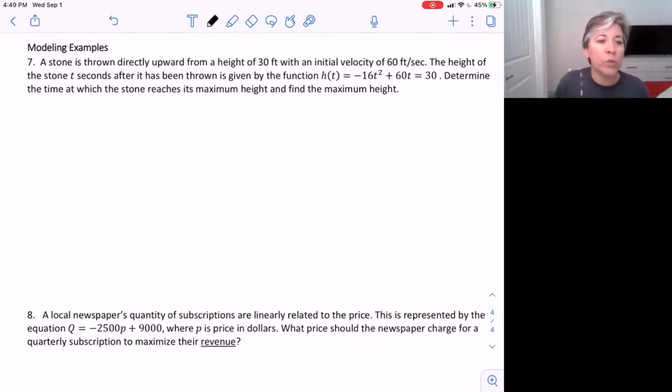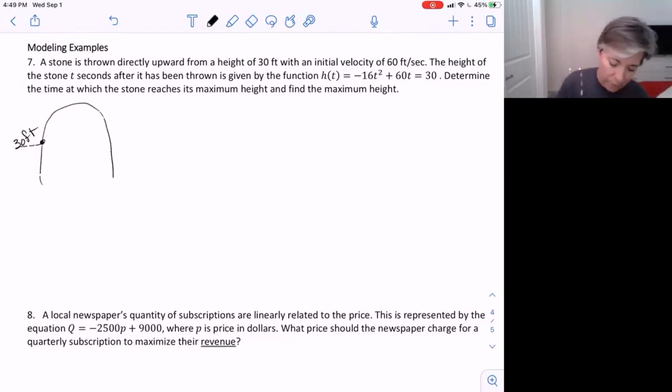If a stone is thrown directly upward from a height of 30 feet, so you're up here at 30 feet and somebody throws a stone from 30 feet up, let's say they throw it off a building or something, and it has an initial velocity of 60 feet per second. It says the height of the stone t seconds after it has been thrown is given by this function here. They've given us the function.